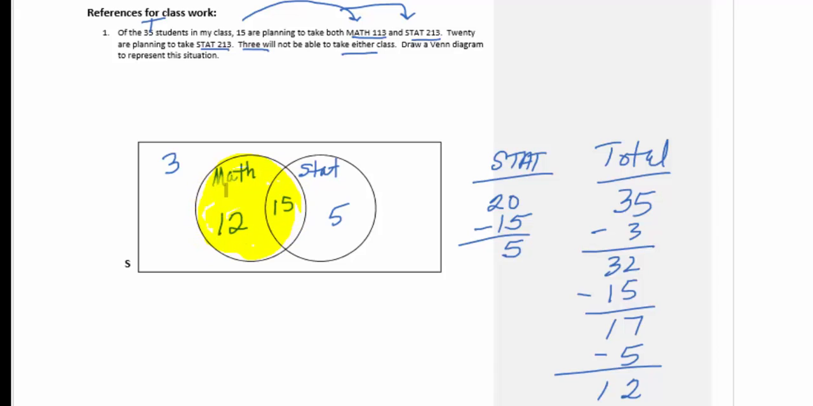So any number that's not in the event for math is the complement of math. So we can see those numbers would be 3 and 5. So we have 8 out of the 35 students that would represent the complement of the event math. We will continue our discussion of complements in another section.